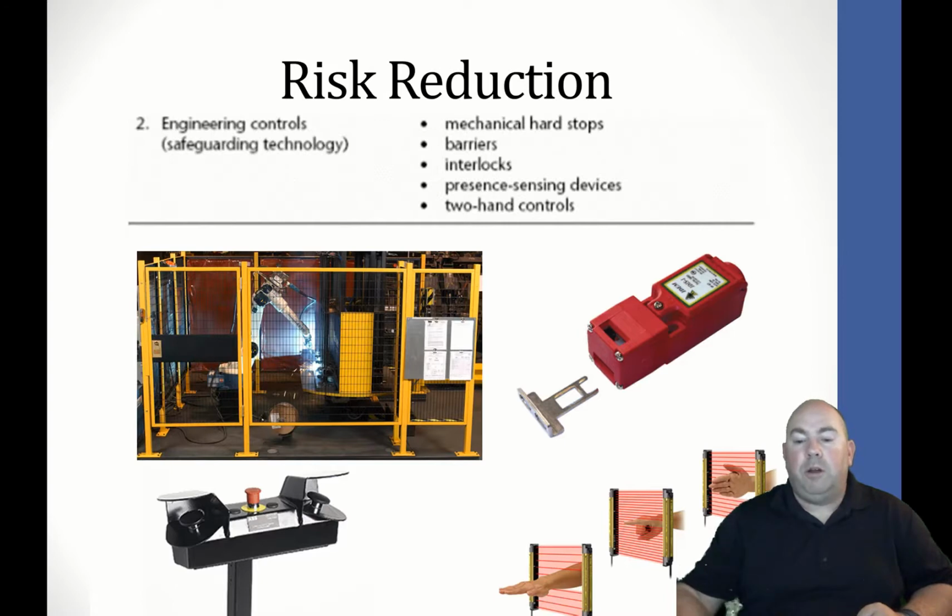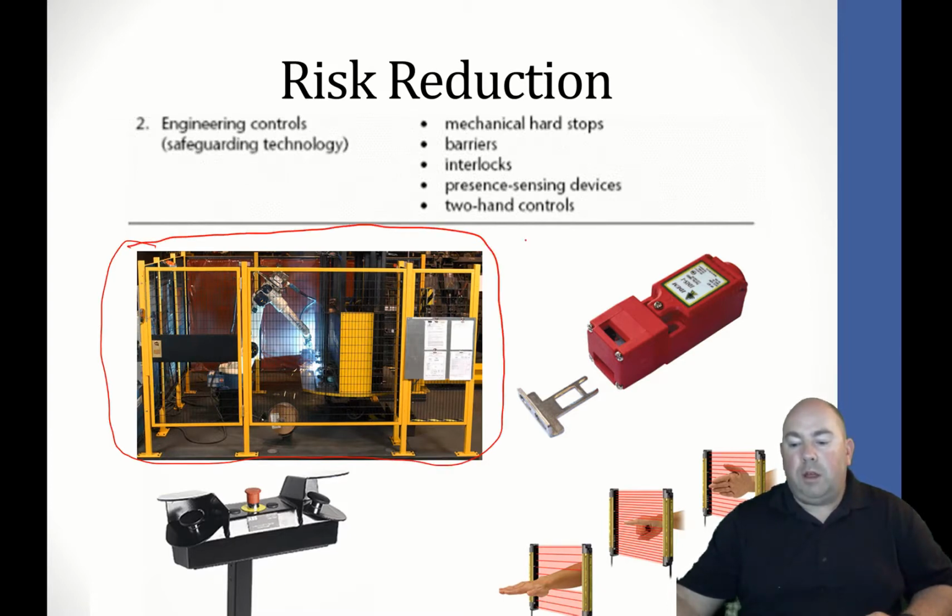Second one we're going to talk about here, engineering controls. So these would be things like putting in mechanical hard stops, so to limit the motion of something, putting in barriers like fences, so putting a perimeter fence around a robot cell so people can't get into a robot work area, using electrical interlocks, so things like a switch that will disable the system if a door is opened. That would be something like that. Using two-hand controls. This here is a two-hand control system.